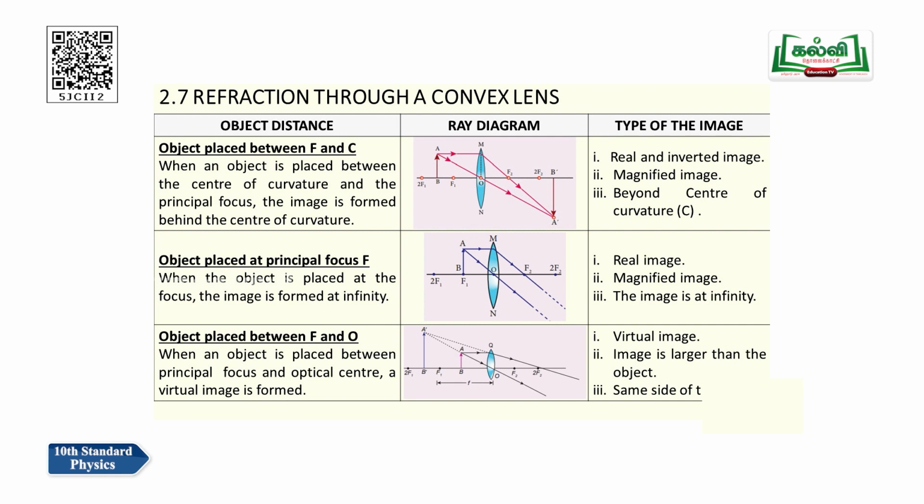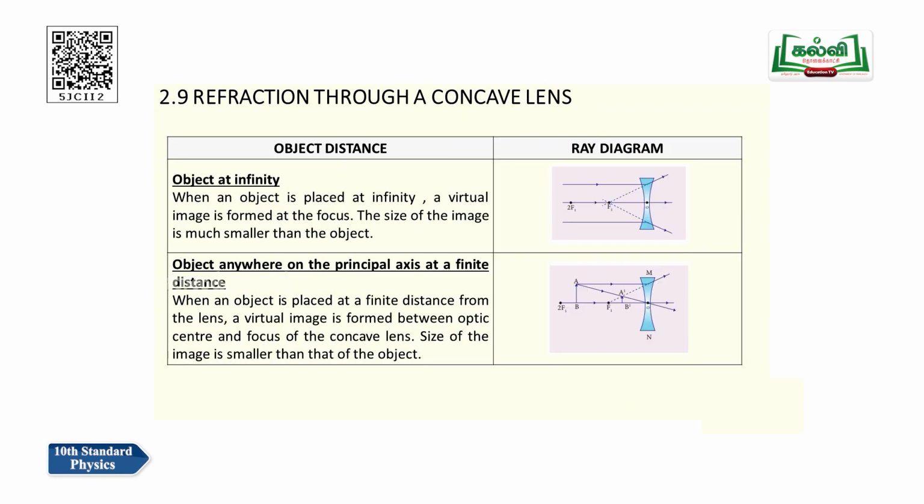What kind of image? Have you noticed here? The image is virtual, the image is larger than the object, on the same side of the object. It is virtual in nature, we can't catch it on the screen. Are you clear now? So far we have seen the refraction, what happens in a convex lens.